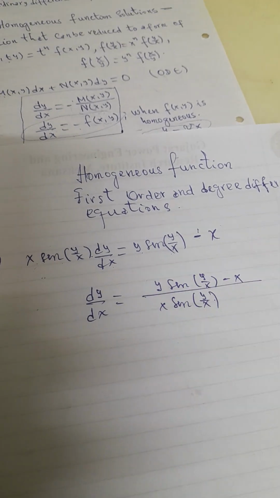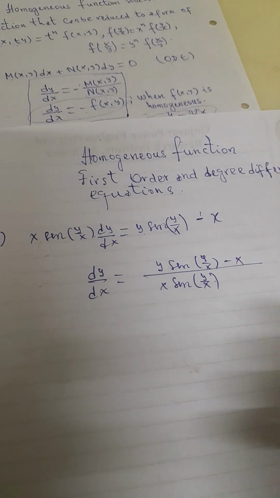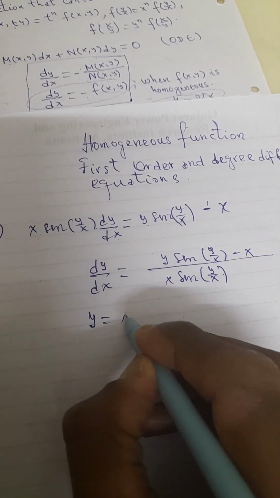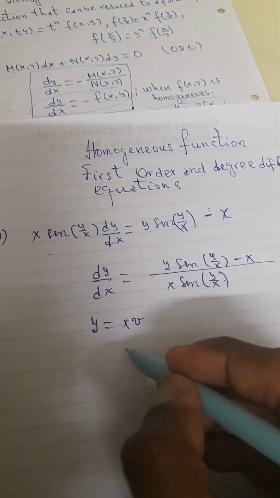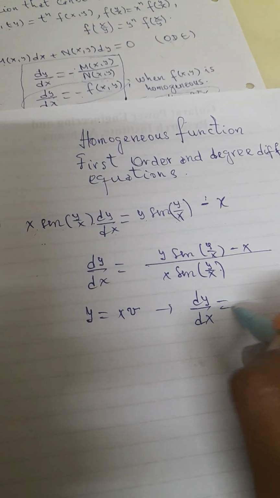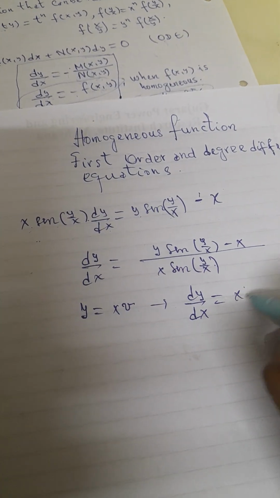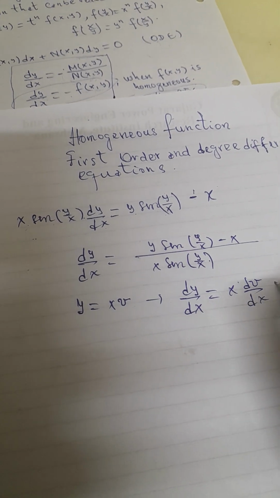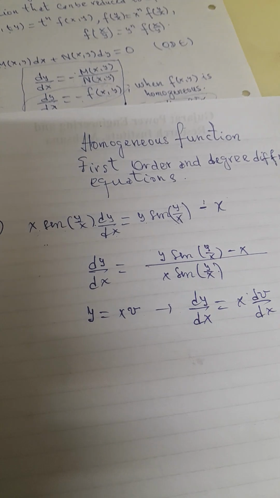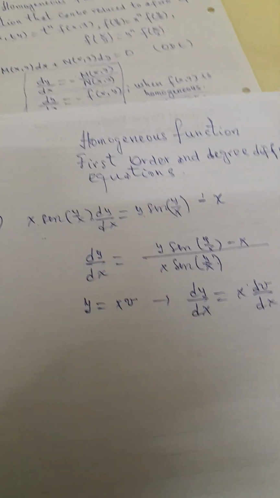1 upon y upon x, only this. Now this is okay. So what's the next step? The next step here is just to find y is equal to xv or vx. So find the differentiation with respect to x of both sides. This will be x dv upon dx plus v, because differentiation of x with respect to x will be 1.